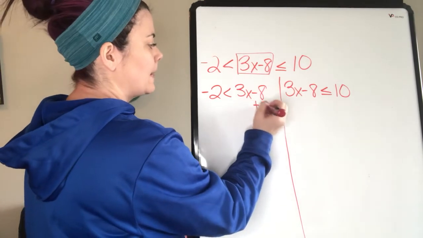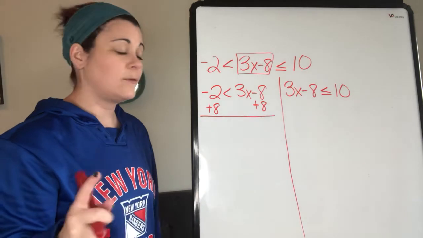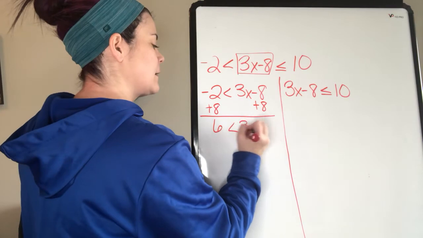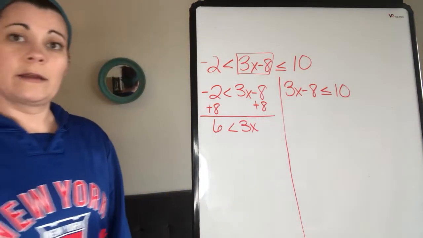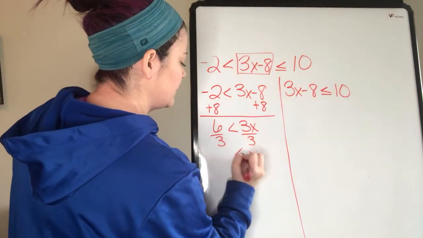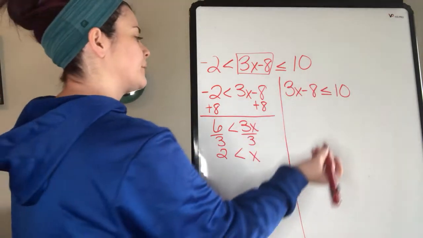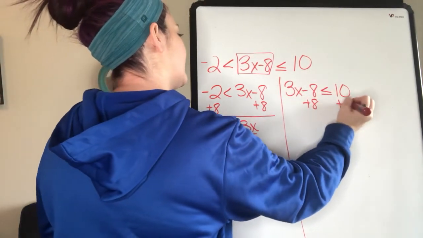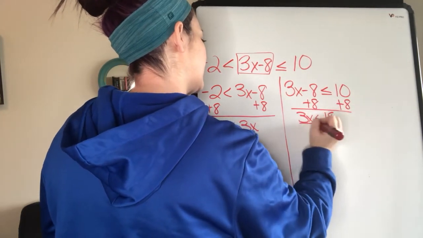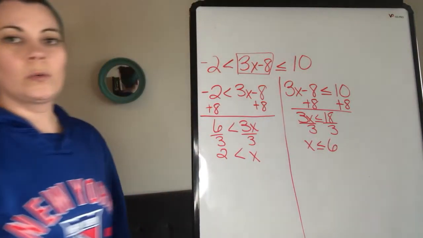Over here, add 8. Apply what you learned from the solving inequalities video. Go watch that if you need a refresher. So add 8, 6 is less than 3x. And then we're going to divide both sides by 3. 2 is less than x. And then we have to solve this one. Divide by 3, x is less than or equal to 6.